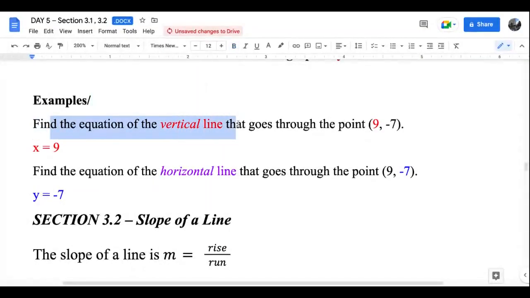So find the equation of the vertical line that goes through this point. Well, this point, vertical line, we know the x value, right? It is x equals to the x value. Well, the x value is 9. So that means the vertical line is x equals to 9. Well, horizontal line goes through this point. Horizontal line is y equals to the y value, which means y equals to -7. So from any point we get two lines. One vertical line equals to the x value. One horizontal line equals to the y value. Any questions?